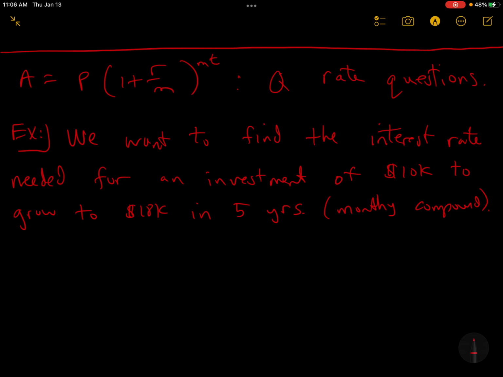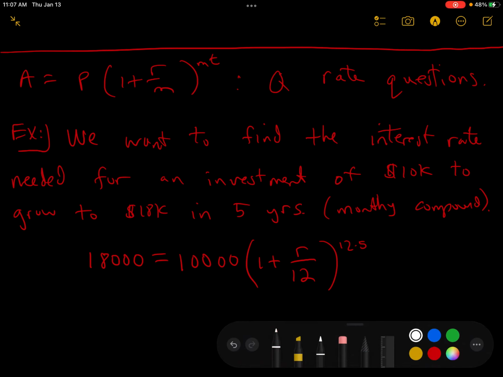Okay, so let's plug everything into this. So the accumulated amount is going to be 18,000. The principal amount is 10,000. We don't know what R is, that's our variable. We know what our compounding period is, 12, and then up top here we have 12 times 5, which is 60. So we want to solve for R here.